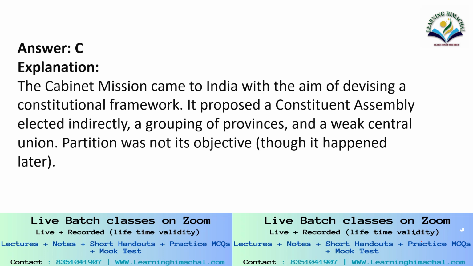The Cabinet Mission came to India with the aim of devising a constitutional framework. It proposed a constituent assembly elected indirectly, a grouping of provinces, and a weak central union. Partition was not its objective, though it happened later.